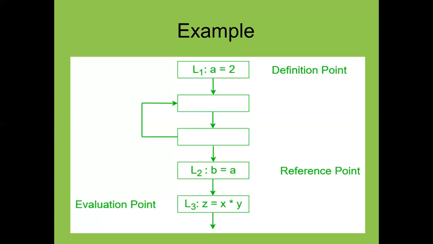So for data flow analysis, first we divide into three points: definition point, reference point, and evaluation point. First is the definition point. Here the block diagram is already given. In this example, L1 colon A equals 2 is the starting point, the initial point, or the definition point. I am talking about the expressions and sub-expressions which are involved while writing the program, and that will depend on the nature of the program you are writing.